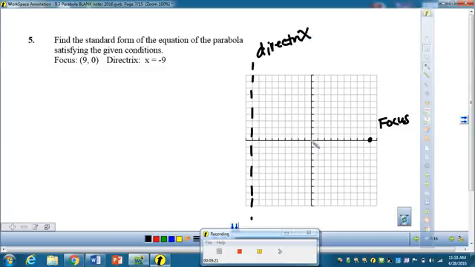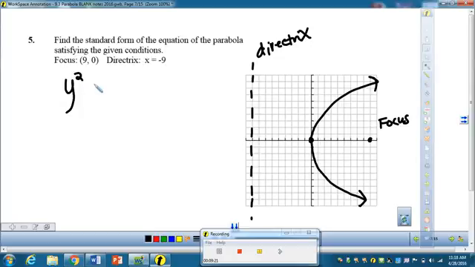We know the vertex is going to be halfway in between the focus and the directrix, and it's going to open up towards our focus. So just doing a rough sketch, not taking into account the focal width, just to get a general idea of what this is going to look like. It's going to be opening to the right.